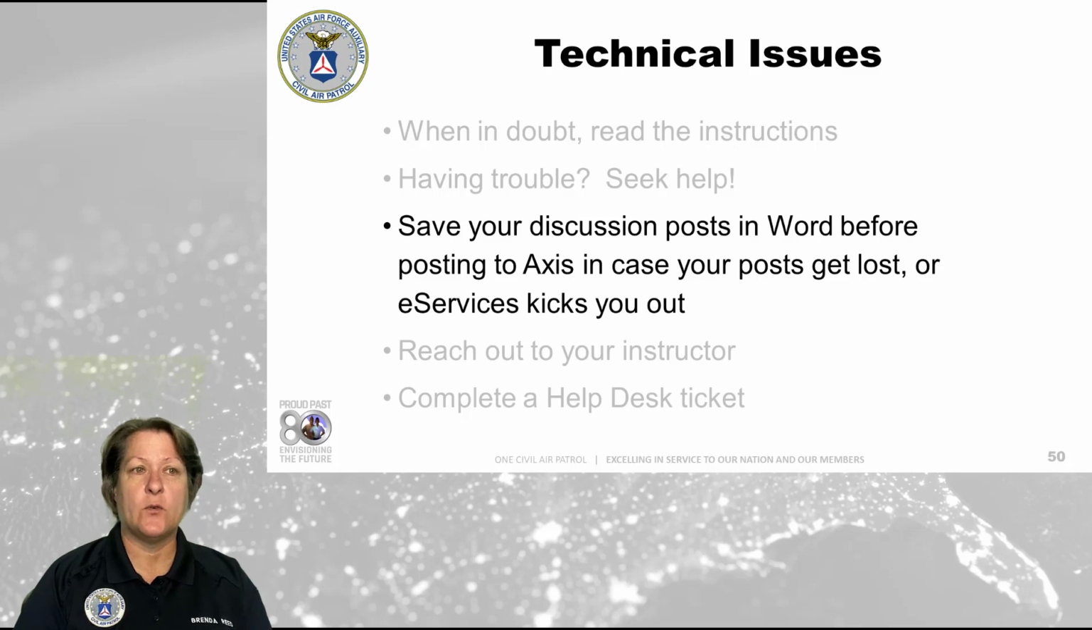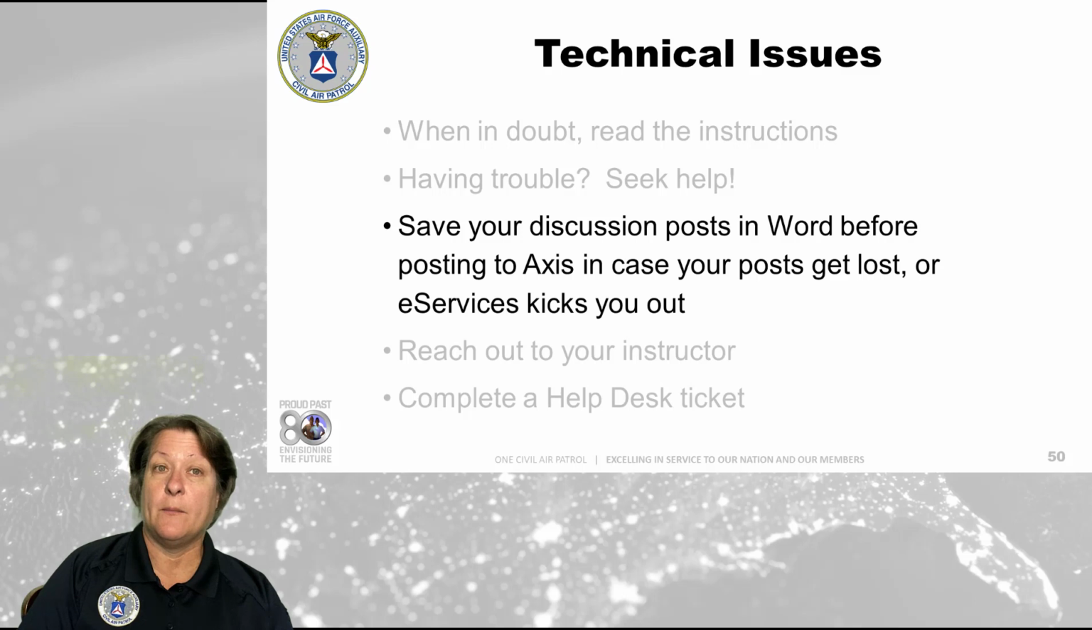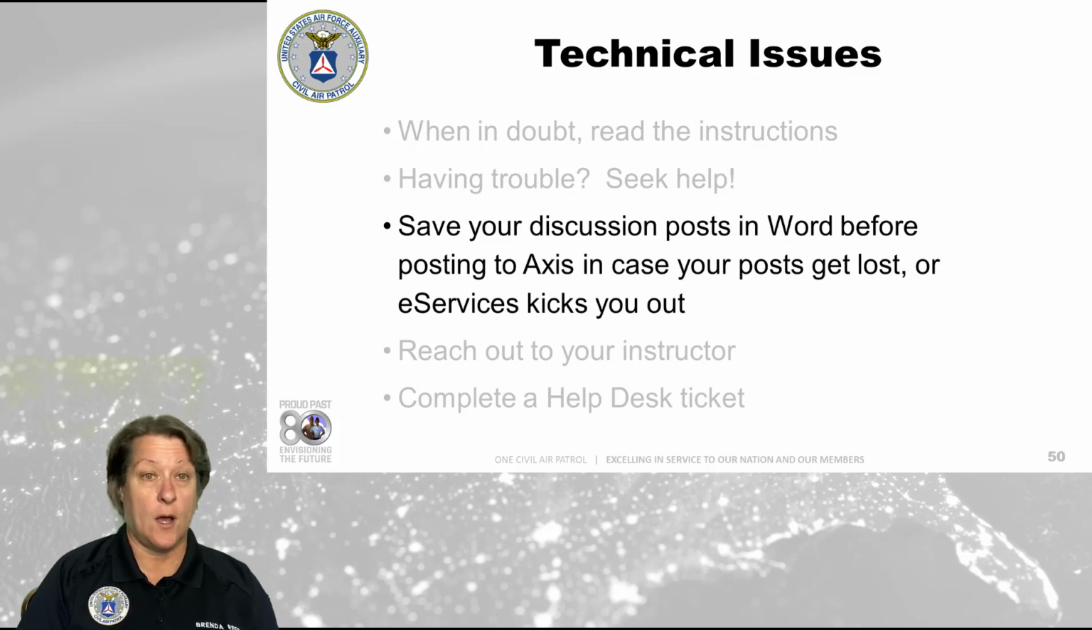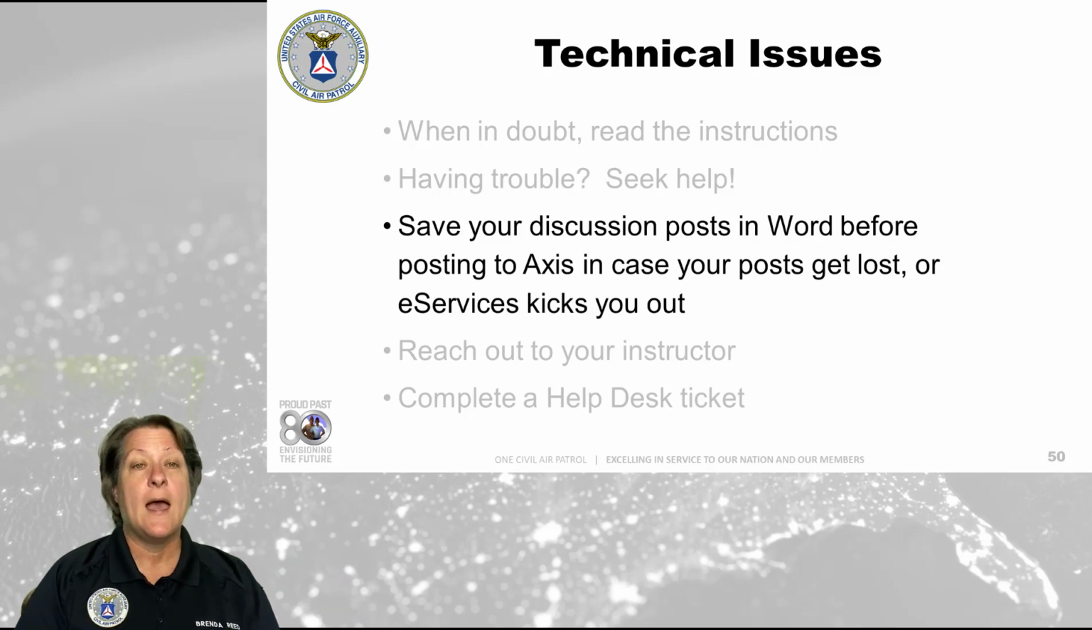Here's another tip. Save your discussion posts in Word before you post it to Access, in case your post gets lost or if e-services kicks you out. So what I typically do is I would write the prompt or the scenario in, copy and paste it into my document, and then I would start responding. If I'm responding to a particular person, then I would copy that post and who it was, and then my response. And then I can go into Access and I can just create posts using this information. Why do I want to do that? Seems like double the work.